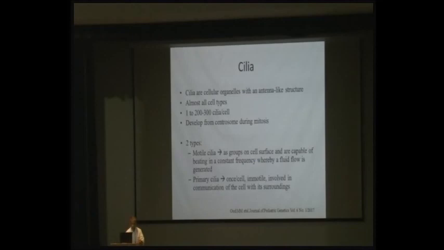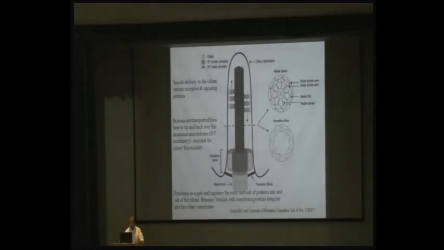So immotile cilia are the primary cilia. They are present one per cell, and they are immotile and involved in the communication of the cell with its surroundings. So this is the basic structure of the cilia. We can see here, in the lower part there is the basal body, then the transition zone. The transition zone is connected with the transition fibers. Then this is the ciliary structure with ciliary membrane, and inside the cilia are flagella.